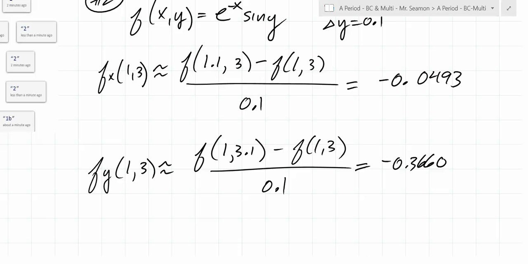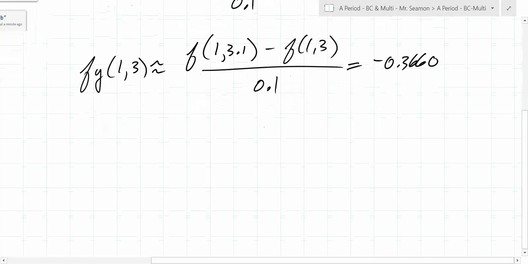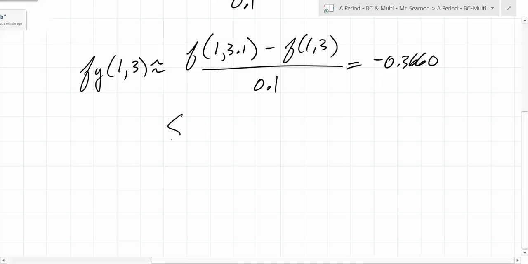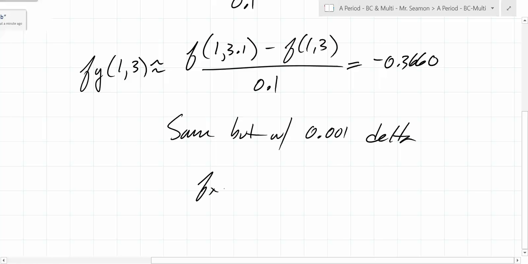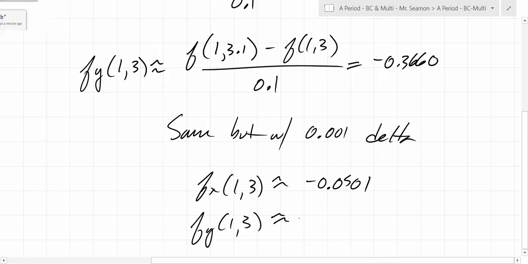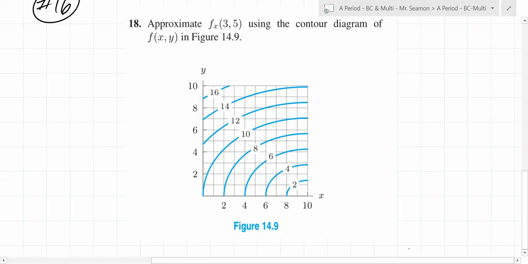Yeah. So then they ask you to do the same thing, but with different deltas. Same, but with 0.001 deltas. So fx(1,3) comes out to be negative 0.0501, and fy(1,3) comes out to be negative 0.3629. Like the straddling of the point, they kind of go forward from it.